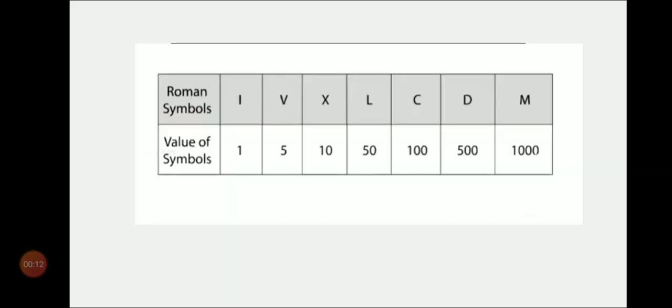Okay. Already in our class we saw the symbols I, V, X, L, C, D, M. I stands for 1, V stands for 5, X stands for 10, L stands for 50, C stands for 100, D stands for 500, M stands for 1000.